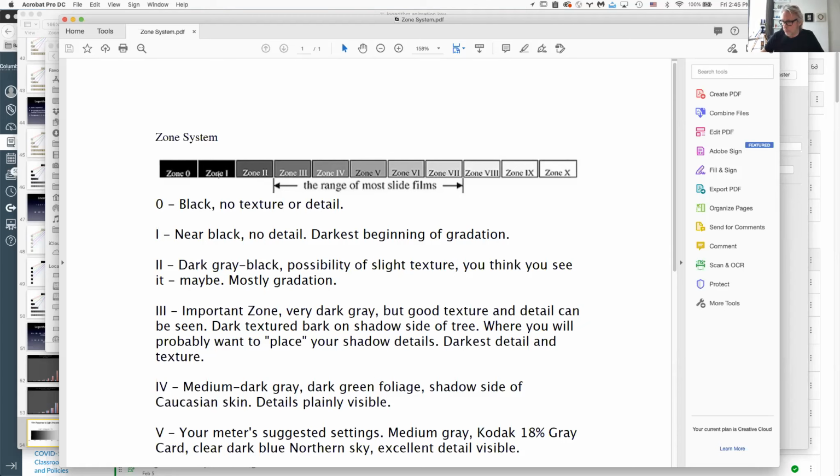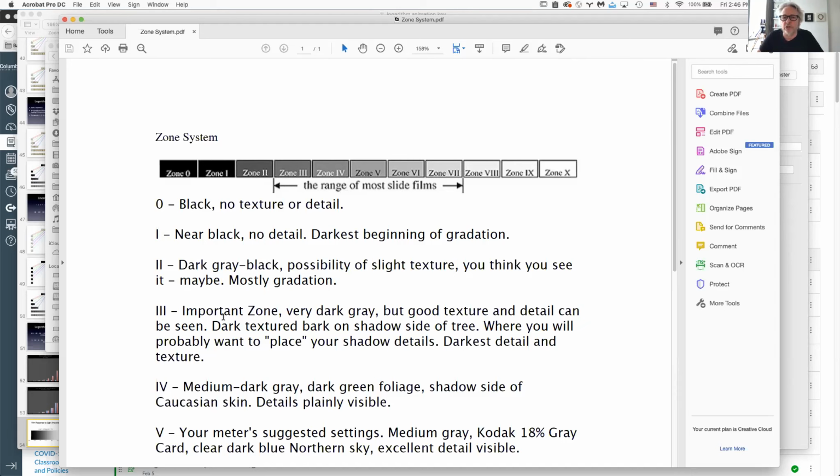As we get to zone 1, we get to near black. There is still no detail, but you are beginning to distinguish some gradation. If you go to zone 2, it is a really dark gray. There's a possibility of slight texture. It may be there, it maybe isn't there. It's not quite zone 1, but you're beginning to distinguish some amount of detail, but maybe not. Zone 3, this is the critical one.